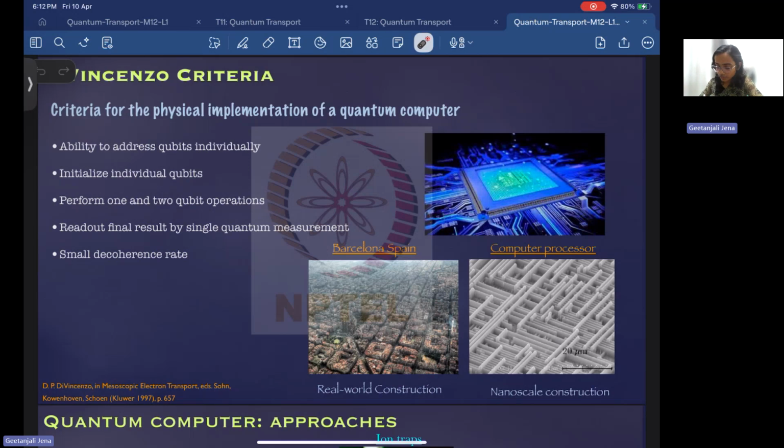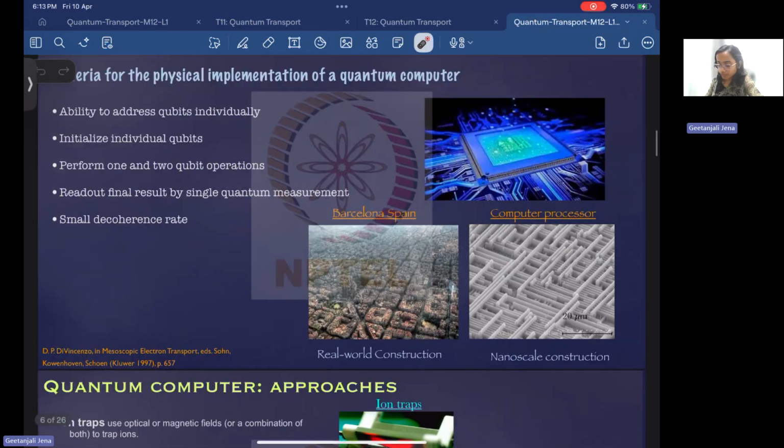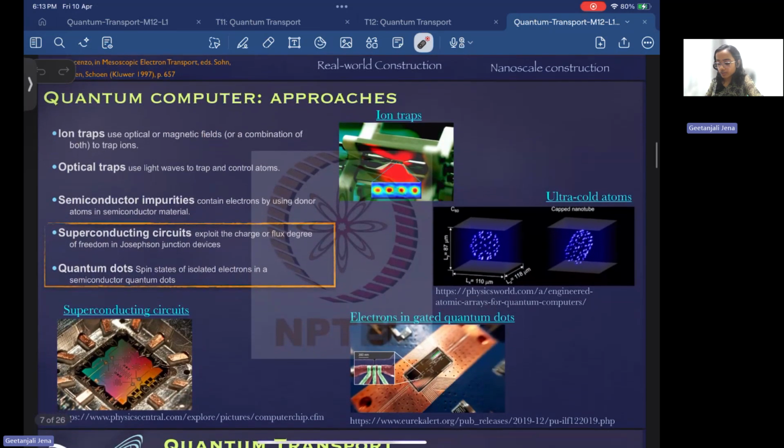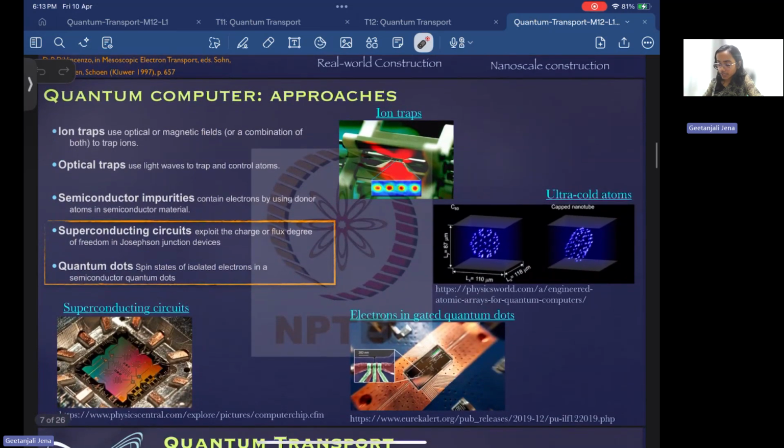Okay, so these are a few of the criteria which should be checked to see whether the two-level system that we are going to consider for designing a qubit satisfies these criteria or not. If they are satisfying them, then it's possible to use it for qubit technology. And there are different approaches to satisfy these criteria. So we can have ion traps or optical traps. We can also have semiconductor impurities, superconducting circuits, or quantum dots.